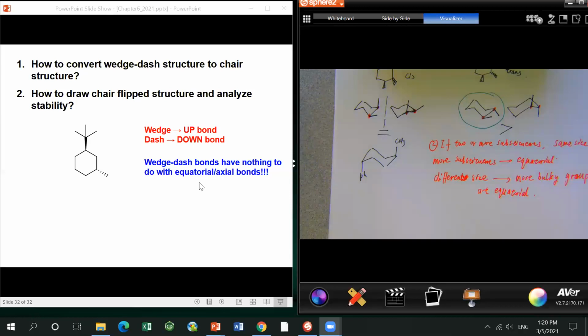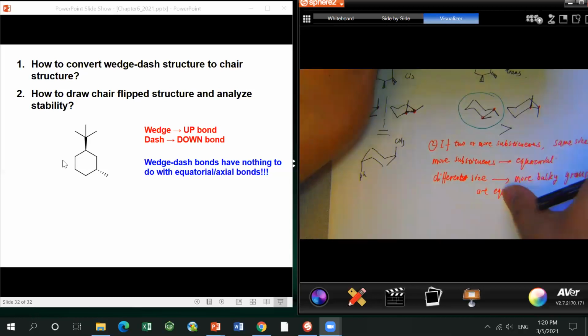The most common question is that I give you one structure and you draw the two ring-flipped structures, so two chair conformations, and indicate which one is the more stable one. For this type of question, probably get a new paper.